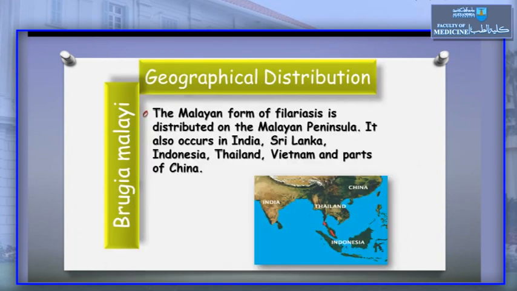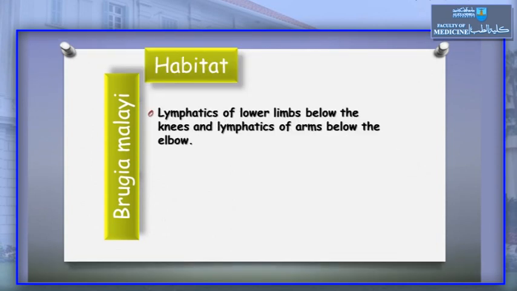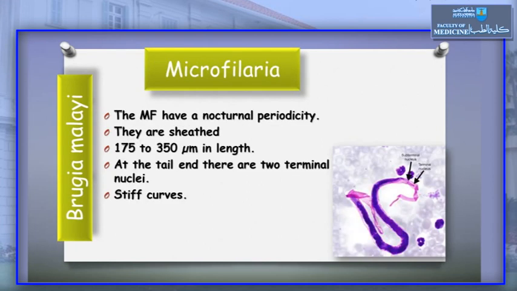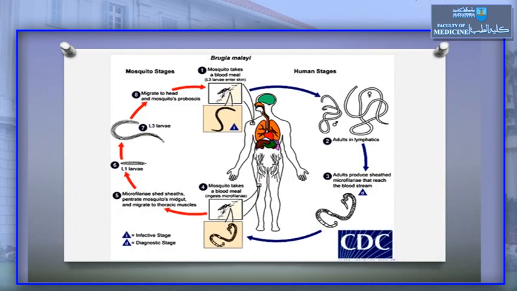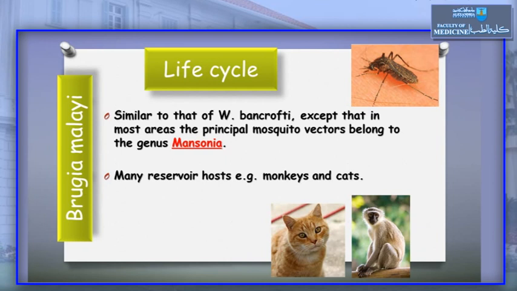Regarding Brugia malayi, adults here inhabit the lymphatics of the lower limb below the knees and the lymphatics below the elbow. Microfilaria here has nocturnal periodicity, and they are sheathed. They are shorter than those of Wuchereria bancrofti, being about 175 micrometers, and their tail possesses about 2 terminal nuclei, and they run in stiff or kinky curves.